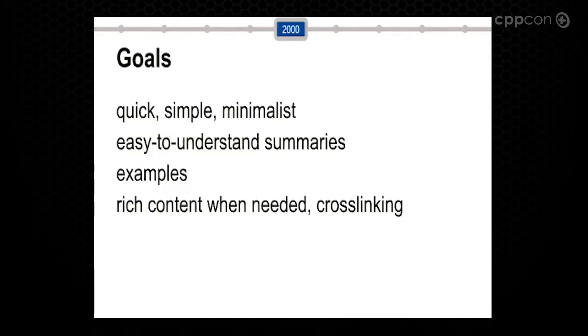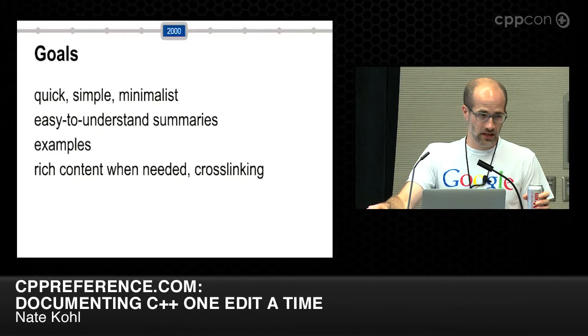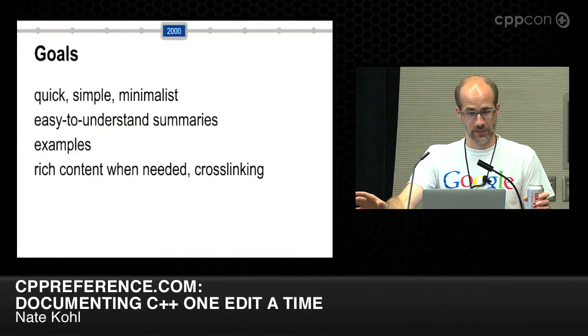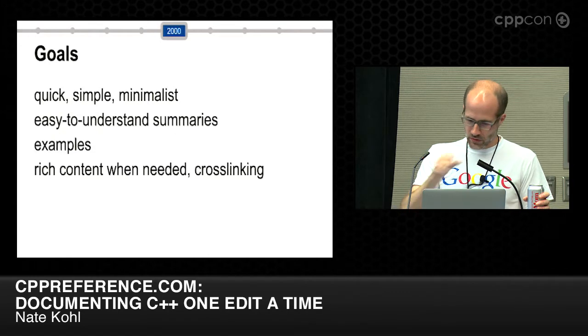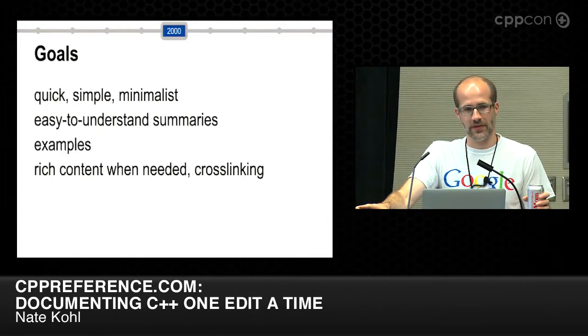So the goals became something that was quick, simple, minimalist. I wanted to have lots of easy to understand summaries. Examples were key, and this touches on what Stroustrup mentioned in the earlier quote about having tutorials, because at least personally, a lot of the time when I want to learn something, it's really useful to see it in action, as opposed to just seeing a description of what it could do. And I wanted to keep the content simple, but it would also be nice to have links to more in-depth things when necessary.